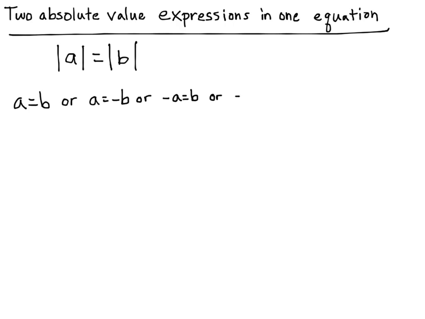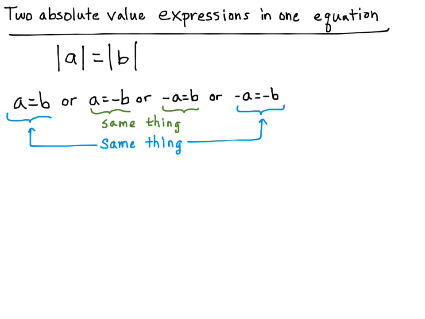A equals B or A equals negative B. We're used to that one. But then it could also be negative A equals B or negative A equals negative B. But take a close look at this with the equal sign: if we multiply this by negative 1, we get this. So these are the same thing. If we multiply this by negative 1, we get negative A equals B, and that's the same thing. So there's really only 2 cases, even though we have 2 different absolute value signs that, at first blush, you think should give 4 cases. So here's an example.